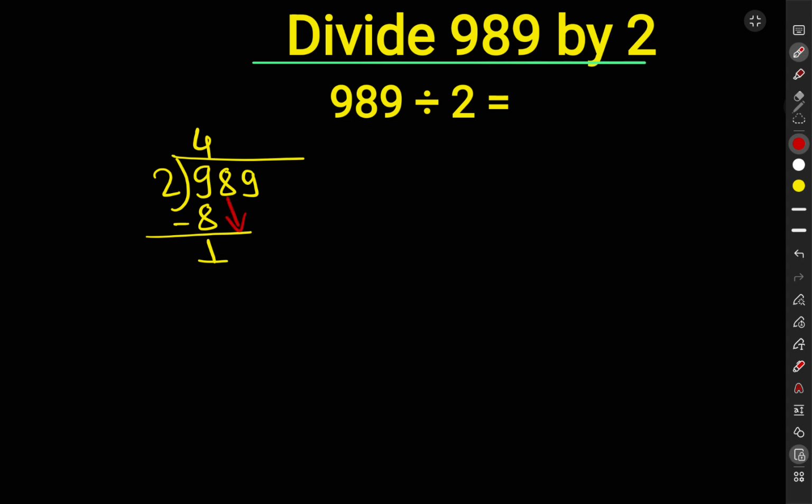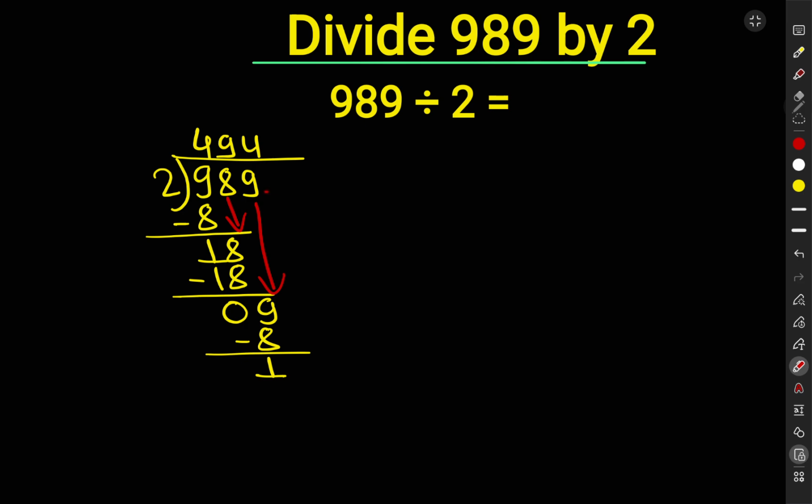So now we put down this 8 and it is 18. So 2 times 9 is 18. On subtracting we get 0. So now again we put down this 9 and 2 times 4 is 8. On subtracting we get 1.